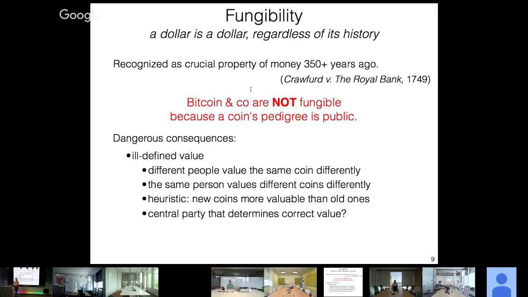Yes, hi. Do you think that the lack of traceability of a dollar was a technical problem? Like, had they had the technology 350 years ago, things would have been different? You mean for serial numbers? Something like that. I don't know if they had serial numbers or not.